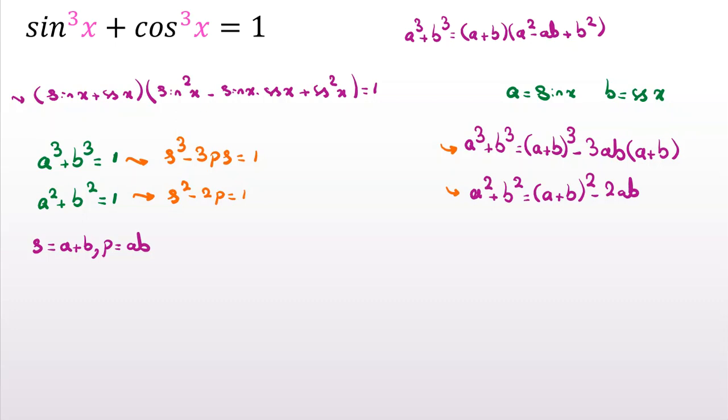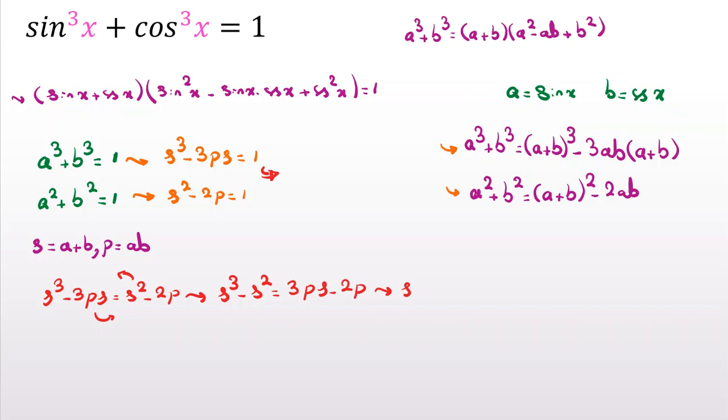Now we can conclude what? We can conclude that these two things are equal to 1, so we can say s cubed minus 3ps equal to s squared minus 2p. We take this to the left hand side, this to the right hand side, so we can say s cubed minus s squared equal to 3ps minus 2p. So we can say s squared times s minus 1 equal to p times 3s minus 1.